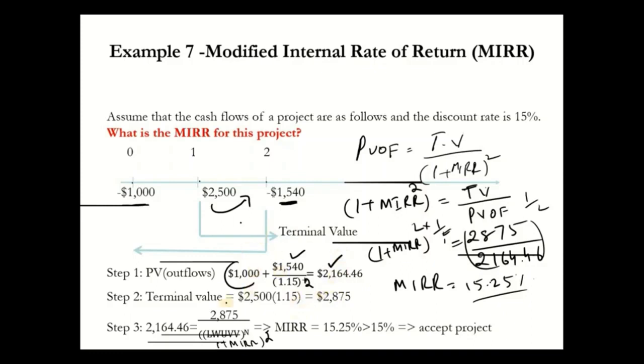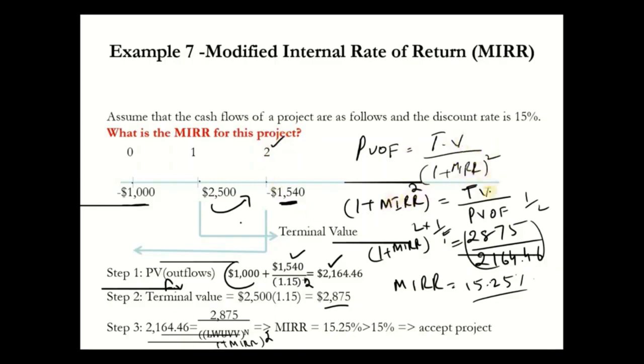And what is the inflow? We need to find the terminal value or the future value. So that is 2875. So what are the steps? Take all the positives to the end and take all the negatives to the start, and then use the formula that the present value is equal to terminal value divided by 1 plus MIRR power n. So n here is 2, so that's why we are using 2.